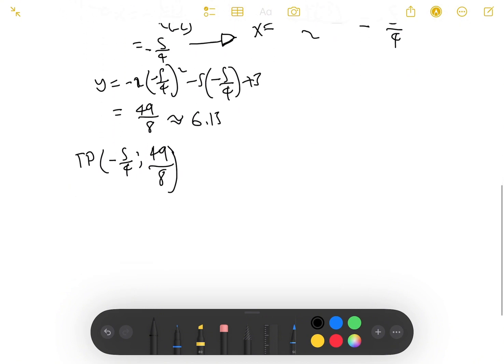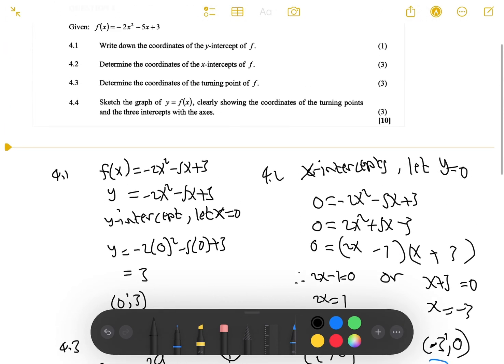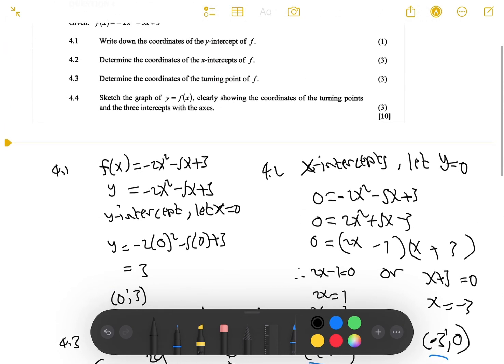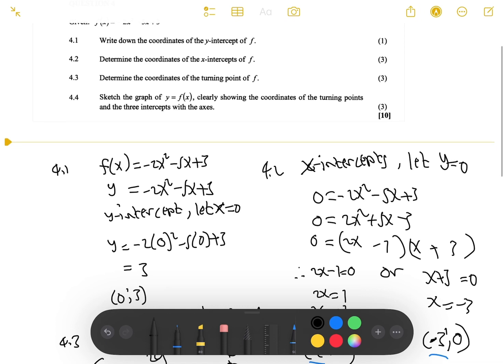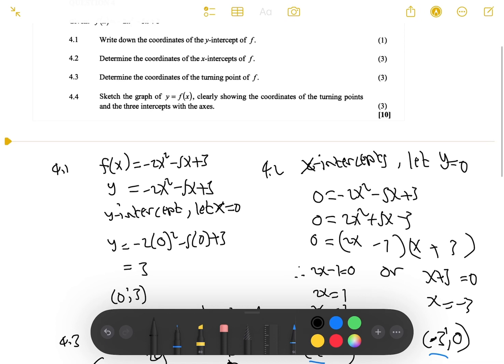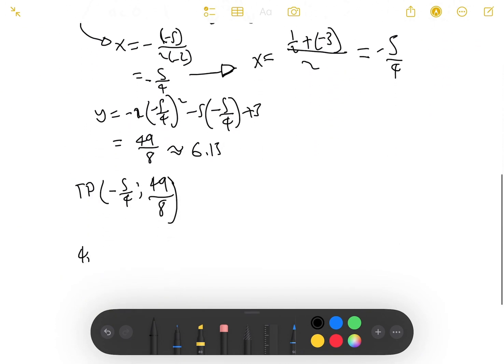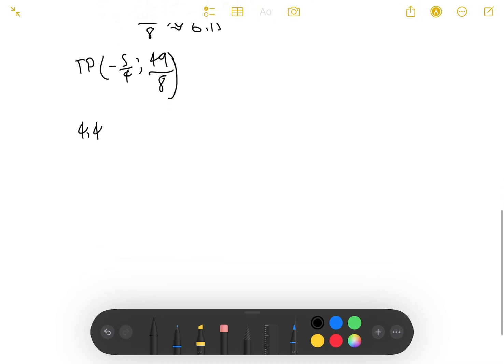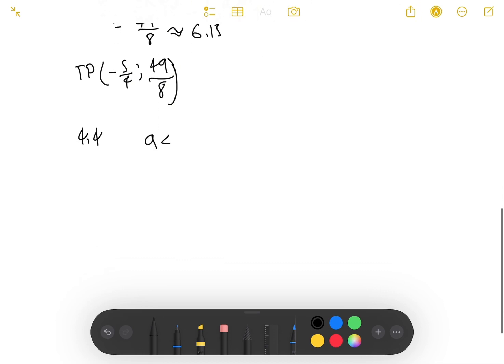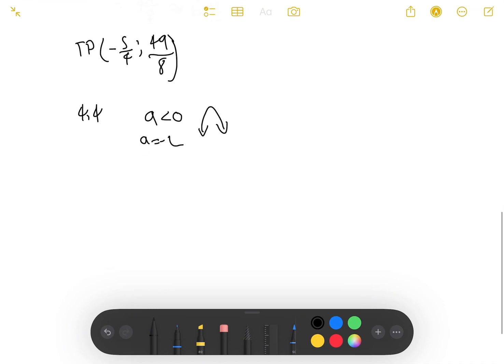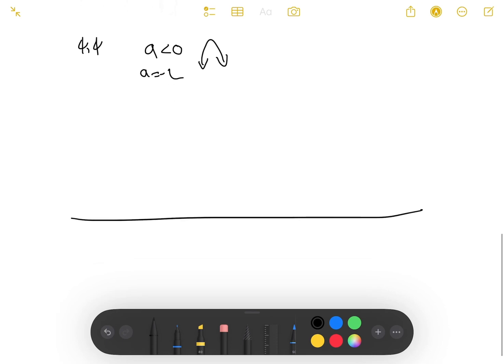Okay, so anyways, the last question, what are they saying? Sketch the graph of y equals f of x, clearly showing the coordinates of the turning point and the intercepts with the axes. Okay, so we're using all that we've calculated above. First, again, I'm going to note that a is less than 0, so our graph is facing down, right? a equals negative 2. So let's sketch our axes.